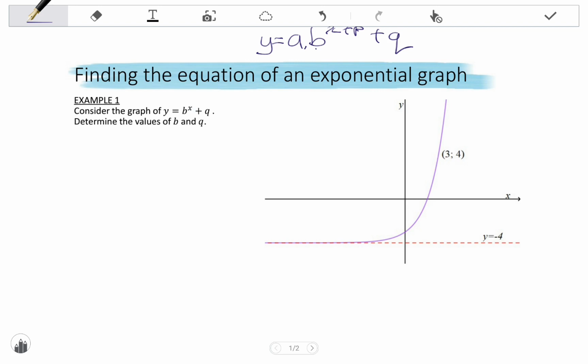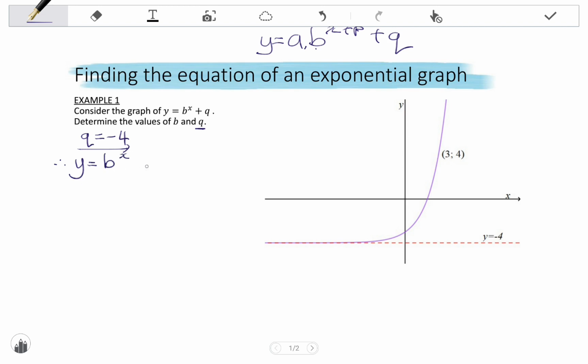Okay, right. Now, from your exponential graph, q can always be known by the value of the asymptote. Okay, so in this graph, y equals -4 is the asymptote, so q will be -4. So we have that q equals -4. Okay, so we've already answered part of the question there. But now to solve for b, I'm going to substitute the q into the equation.